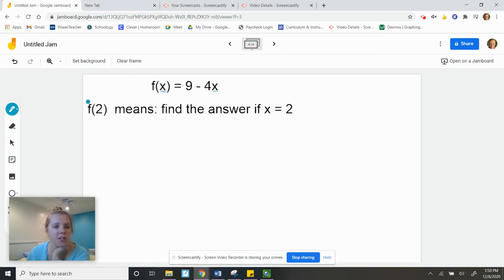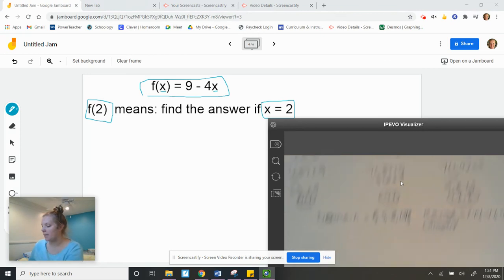F parentheses 2, this is what the math problems are going to be like. This is the math question. Like problem number 1 would say f parentheses 2, and you have to know what that means. This means find the answer to this function when x is equal to 2. Notice in the place where the x normally is, there's the number 2. That's how I know that x equals 2. It's saying, what is the value of this when I replace the x with a 2?